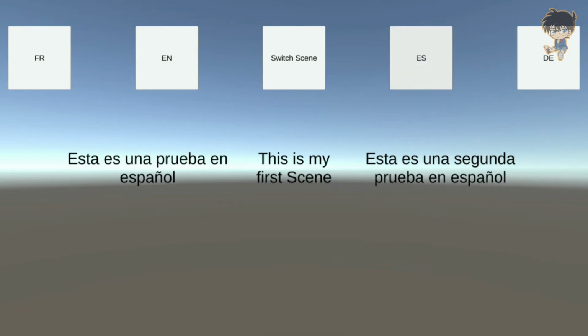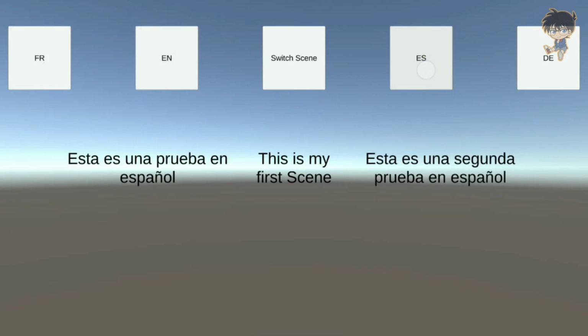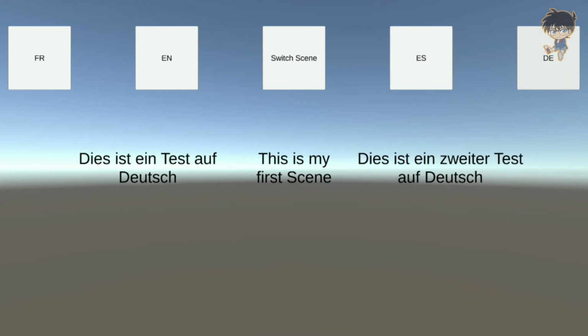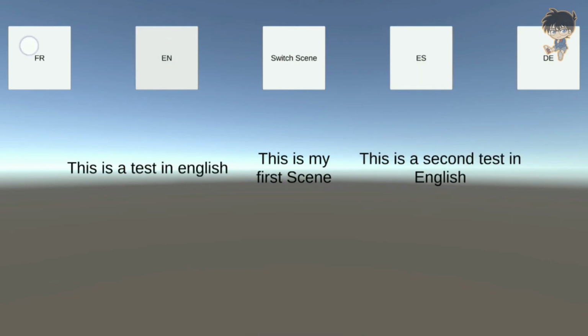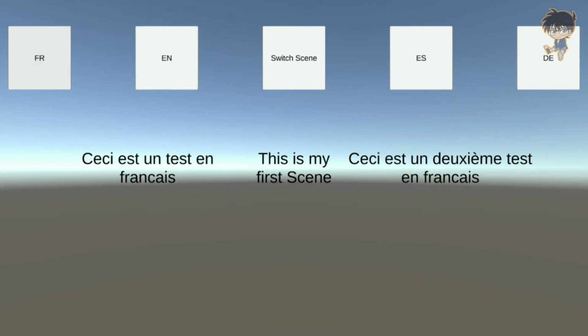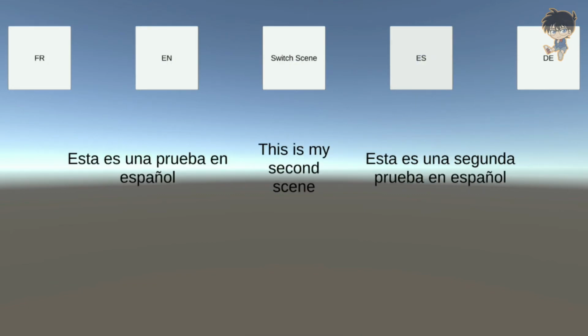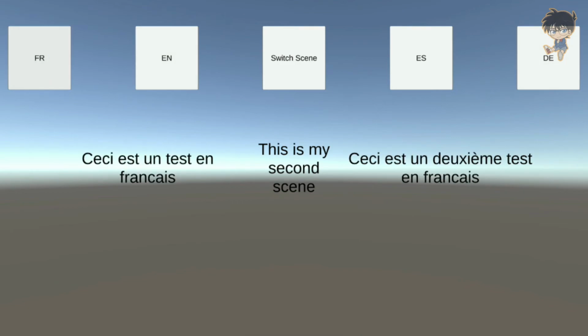But right now, if I go back to English, as you can see, the switching is faster. And again, if I switch to Deutschland, to German, sorry, it will take some time, but still fast. And as you can see, again, it's working just fine on Android. If I switch then, still in English, switch scene, like this, Spanish, German, English, French, etc.